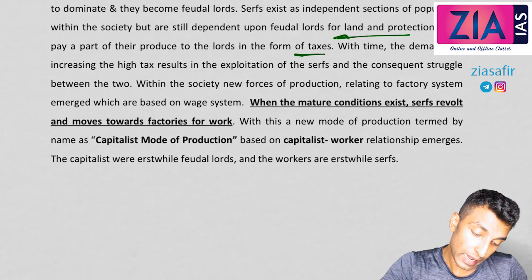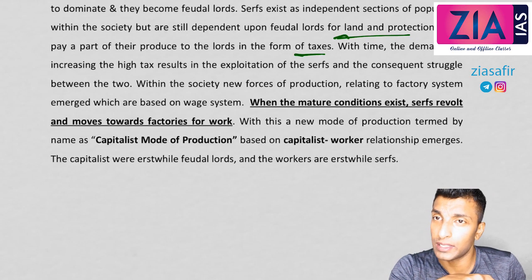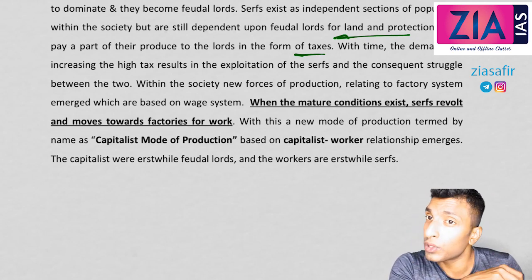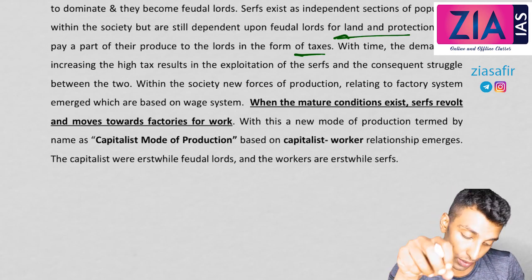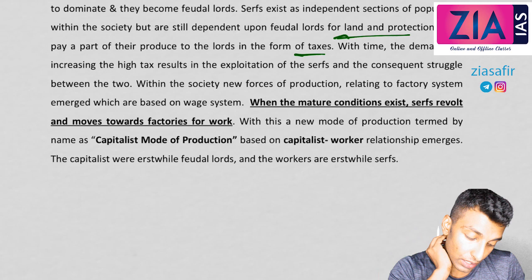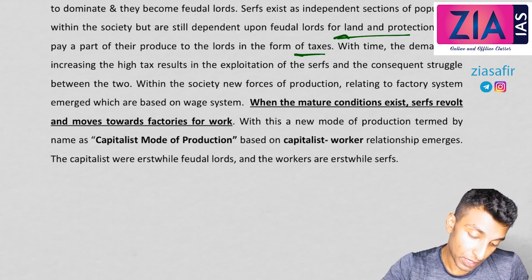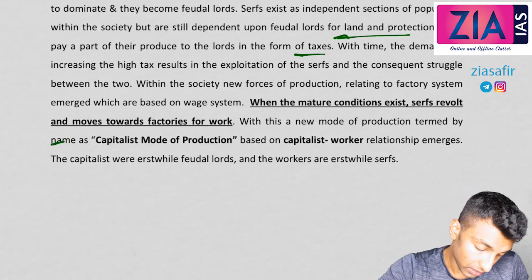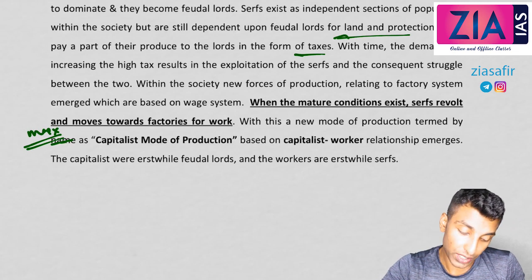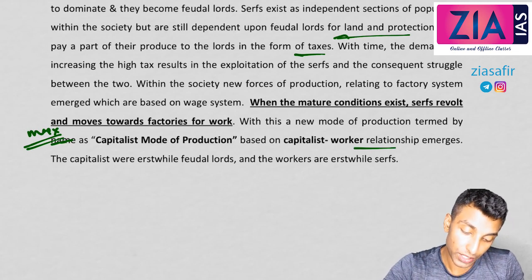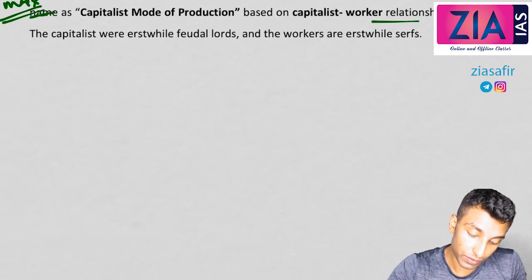When the mature condition exists, if you see earlier, when the revolt was there, already an option had emerged that was related to settled agriculture. Now also, when the revolt is going to happen, a new setup has emerged, which is related to industry. Okay, when the mature condition exists, serfs revolt and move towards factories for work. With this, a new mode of production, termed by Marx as the capitalist mode of production, based on the capitalist-worker relationship, emerged. The capitalists were erstwhile lords and the workers were erstwhile serfs.